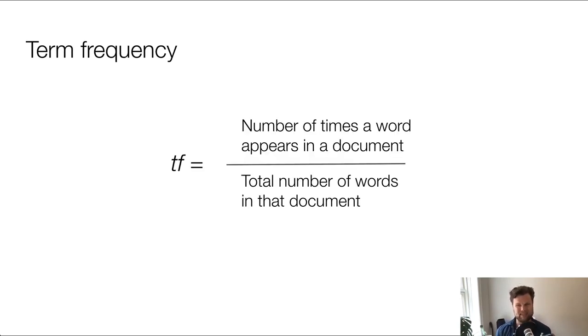So again, the simplest thing you might do is simply to count words, but raw word counts themselves might be less useful than the term frequency. And the term frequency is simply calculated by taking the total number of times a word appears in a document and then dividing by the total number of words in that document. Why might we want to do that?